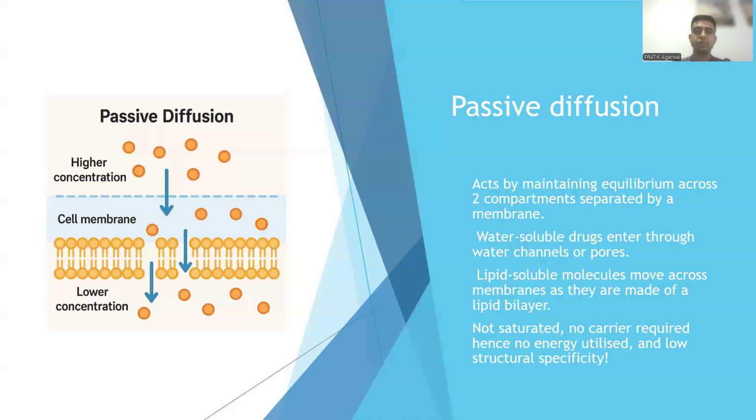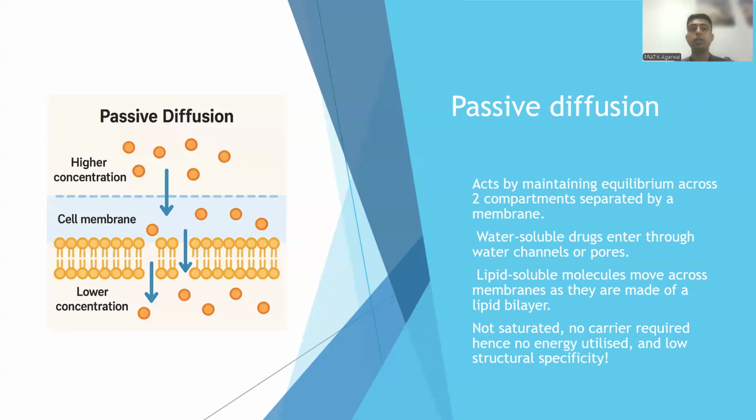So, let us learn about passive diffusion. The word is self-explanatory: passive diffusion means that the drug is crossing the cell membrane and reaching the cells without any effort being taken. It is an automatic process, you can say. As you can see in the diagram, there is a region of higher concentration where the solute is more than the solvent, and there is a lower concentration where the solute is less as compared to the other compartment, and it is separated by a cell membrane which can be seen as a barrier between the two compartments.